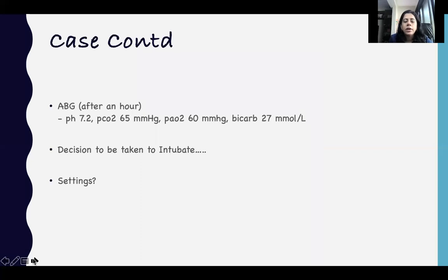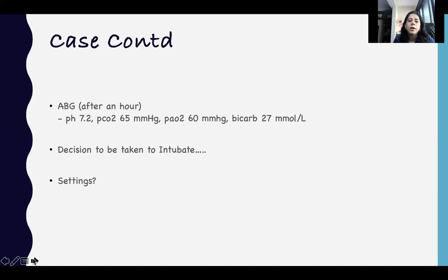Now, we continue this case. You have put this patient on NIV mode, pressure support mode, as we decided earlier, and an ABG is repeated after an hour. The repeat ABG shows a pH of 7.2 with a PaCO2 now rising to 65 millimeters of mercury, and the PaO2 has dropped to 60 millimeters of mercury. And we remember we had put him on 100% FiO2. So now the decision is taken to intubate this patient.